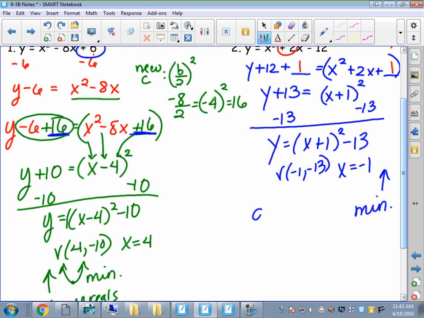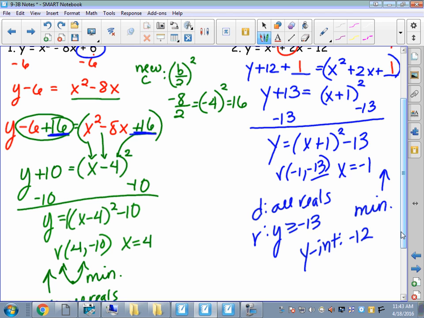My domain is all reals. The range will not go beyond the negative 13. That is the lowest point on the graph. So my y values are greater than or equal to negative 13. And one last value, my y-intercept I can get from the original is negative 12. Or if you wanted 0, negative 12. That's your c value. Okay?